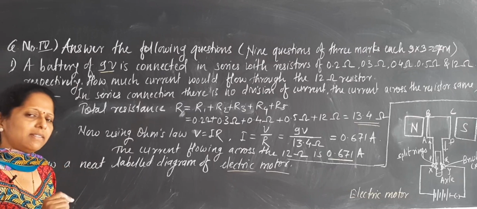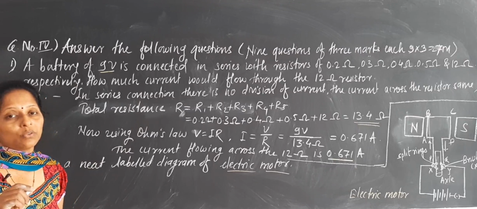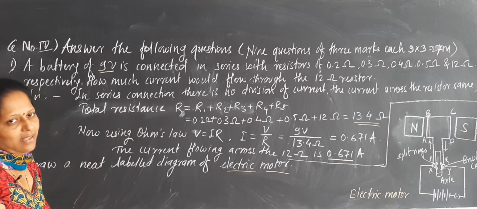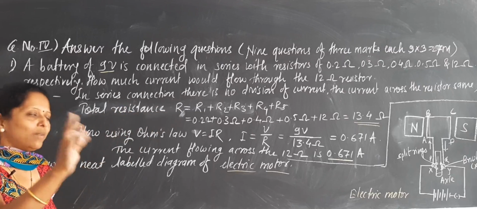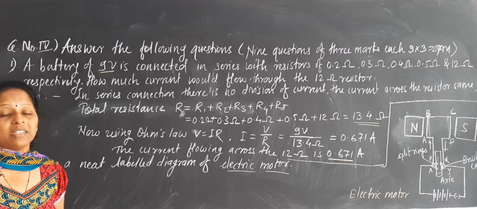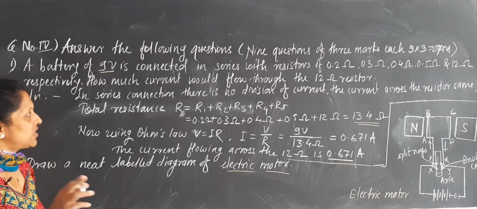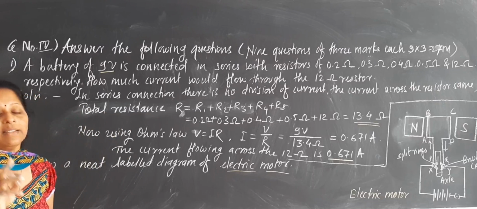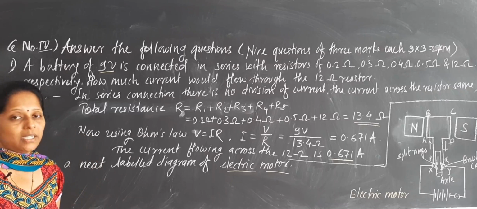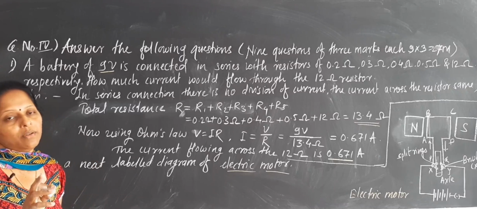Only through the 12 ohm resistor, how much current is flowing, that they asked us to calculate. It is asked for the purpose of confusion, because in every resistor here, it is a series connection, so the same current is going to flow in every resistor. That sentence is very necessary. Whenever there is a series connection, through every resistance the same current is flowing. It is not different. In a parallel connection, the current flowing is different.